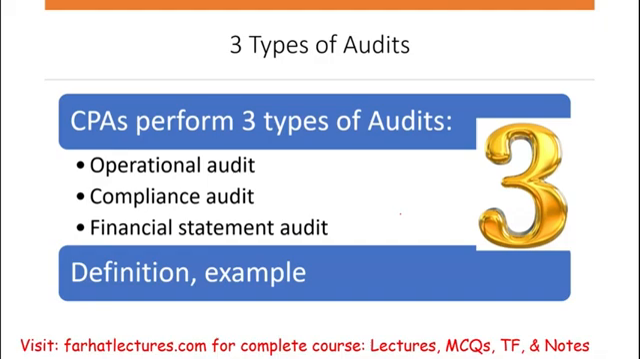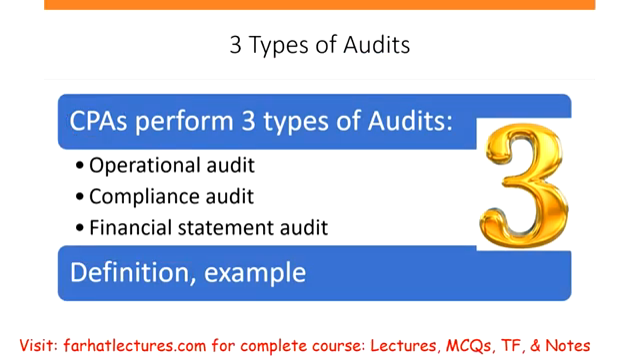Welcome to this session in which we will discuss the three types of audit that can be performed by a CPA. And those are operational audit, compliance audit, and financial statement audit. Now, in this session, we will look at the definition of each type of audit, what it entails, and we give an example from the real world just to make sure we can relate the definition to what actually happens.